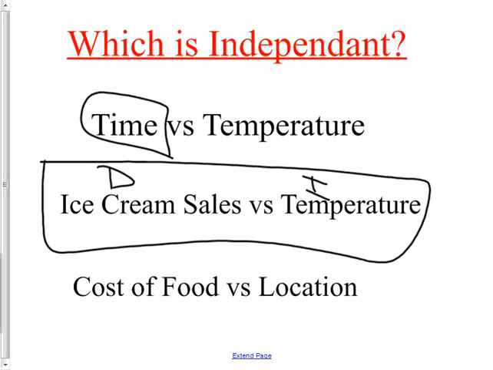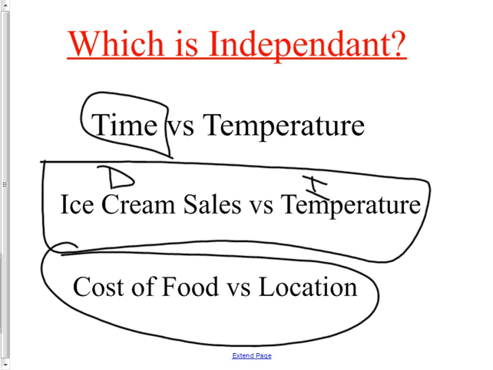Think about how ludicrous that would be. They sold lots of ice cream. Look, the temperature's going up. Doesn't make sense. Okay, cost of food versus location. Which one's independent?